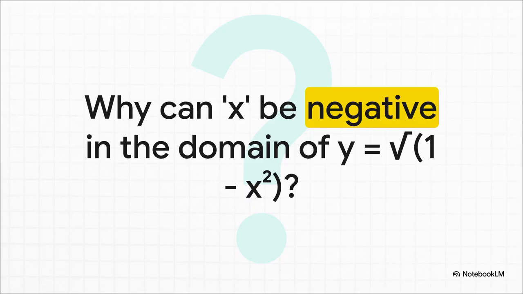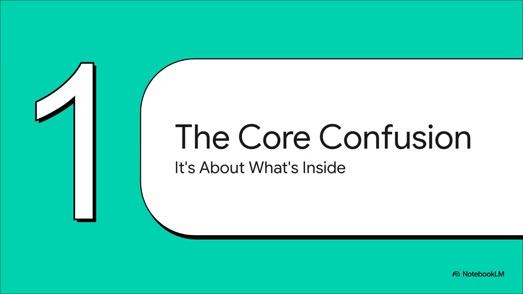You're taught a rule in class, and then you see an example like this that seems to completely break it. So what is really going on here? And you know what? The key to solving this whole puzzle is actually pretty simple. It's all about one crucial distinction. The rule isn't actually about the letter x all by itself, it's about the entire expression that's tucked away inside the operation. Let's break that down.